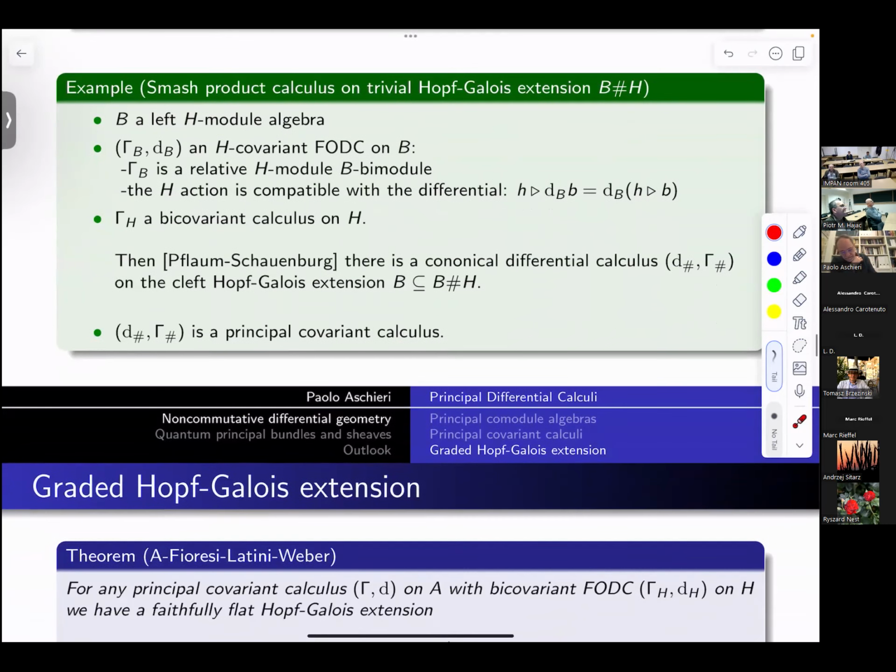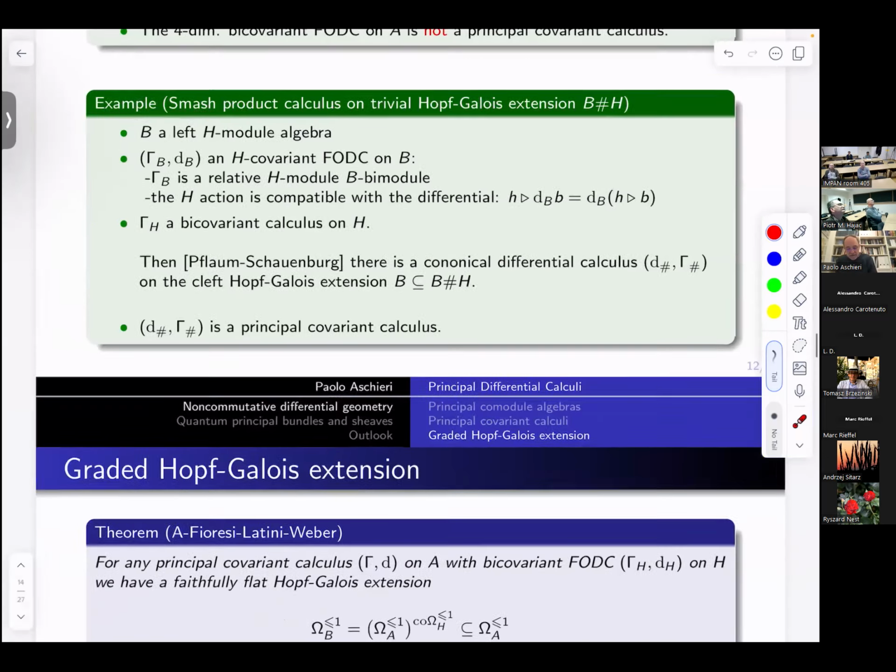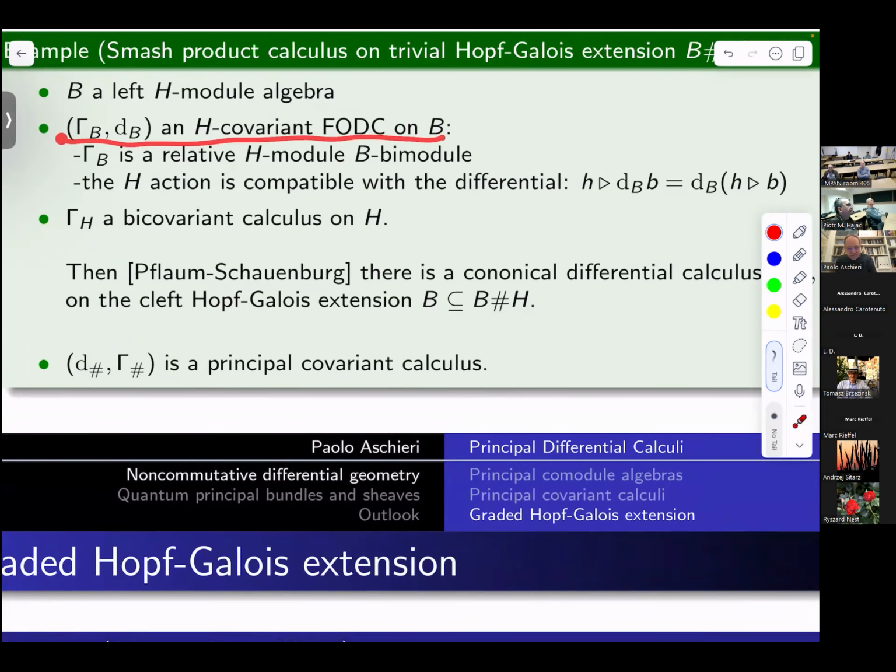Okay, another example, if you want a consistency check that one should do, is to take B, a left H-module algebra, so I have an action of the Hopf algebra H on B, compatible with the algebra structure on B. To take a covariant first order differential calculus on B, what does it mean? That there is also an action of H on the bimodule of one forms on B, and that this H action is compatible with the differential, meaning that it is differentiable if you want.